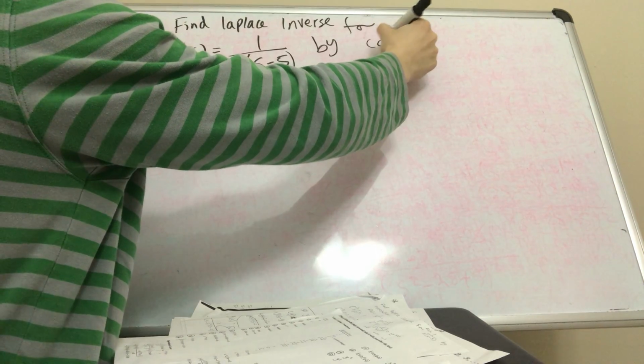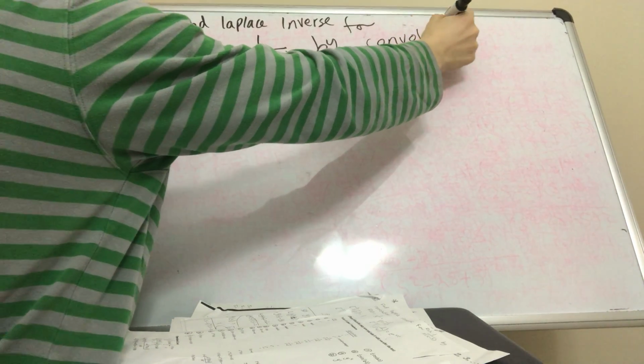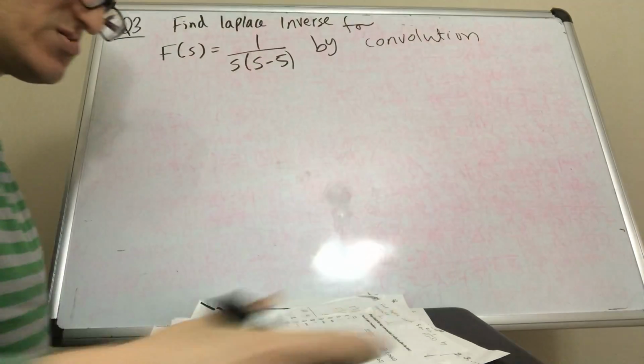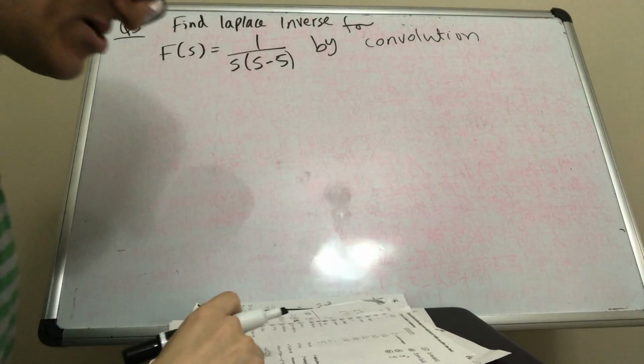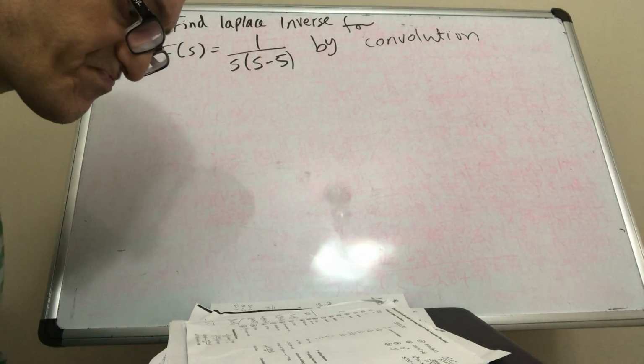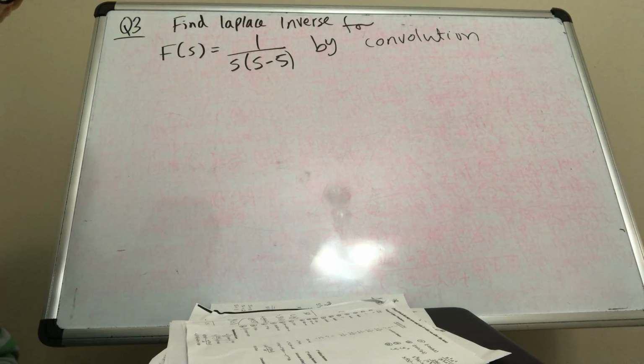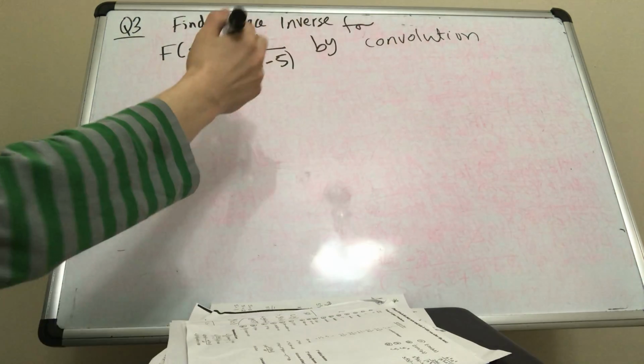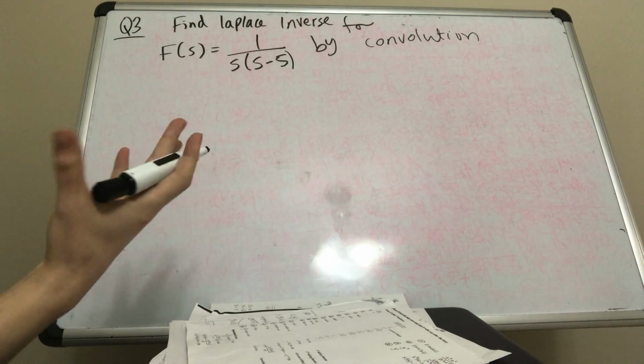But they want you to do it by convolution, which is rule number 16. So he wants you to do it by using rule number 16. First of all, I'll do it the normal way.